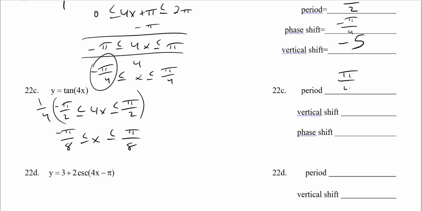That's easy. Please don't tell me the phase shift is negative pi over 8. You set 4x equal to 0 and x equals 0. So actually the phase shift is 0. There's no phase shift. And then there's no vertical shift either.